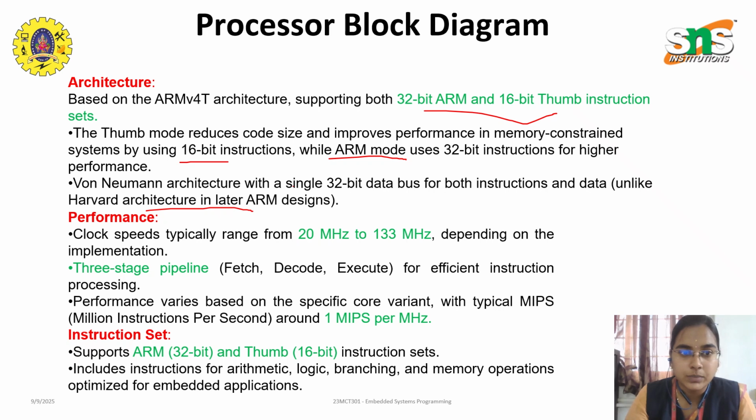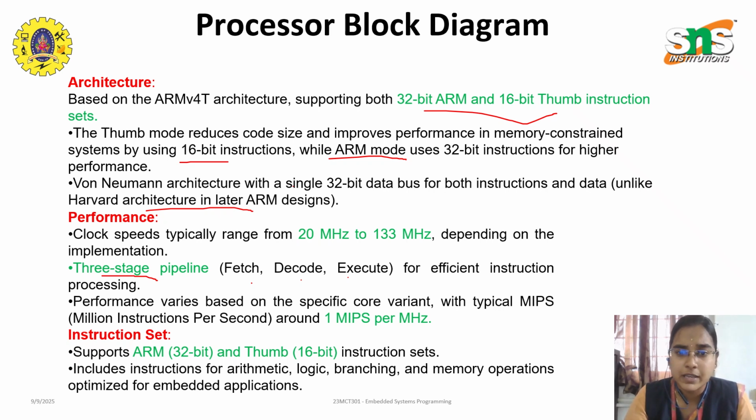Now coming to the performance, clock speeds typically range from 20 MHz to 133 MHz depending upon the implementation. Whenever a task is performed, the clock speed will be utilized depending upon the task or the application. And we have a great feature here, that is the three-stage pipeline. Pipeline is nothing but fetch, decode, and execute. In the 8086, we find a single pipelining technique as a uniqueness of that processor, and here we have three stages of pipeline for efficient processing. So multiple tasks can be performed at the same time.